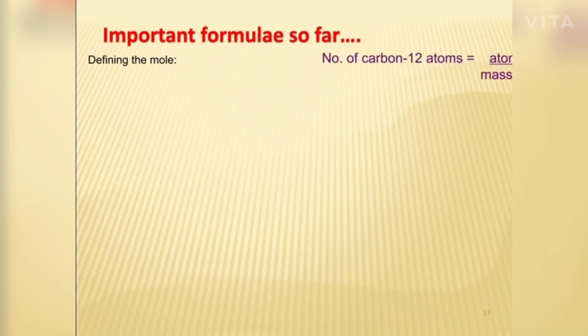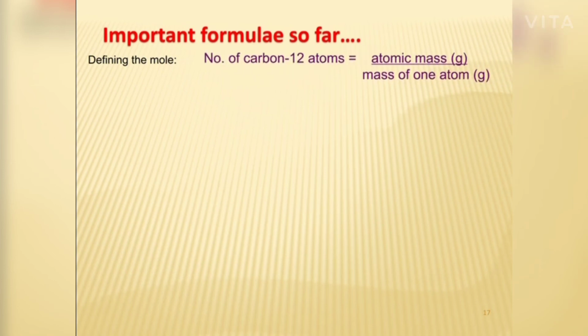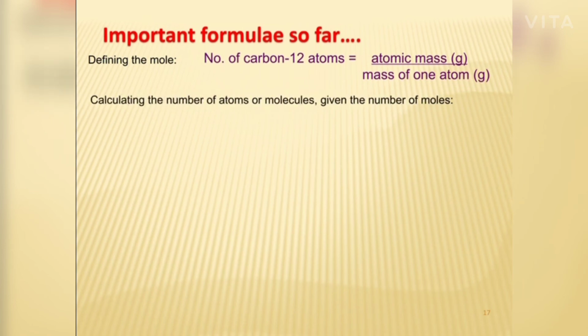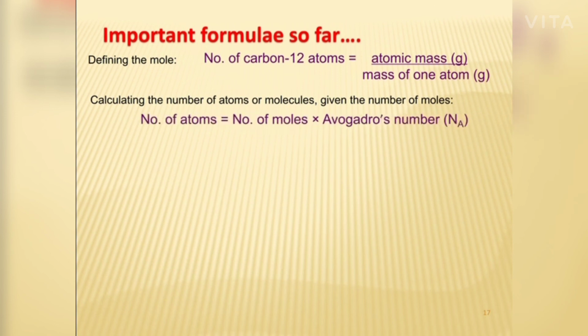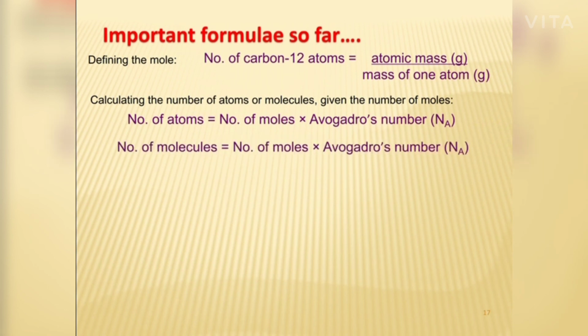Some important formulas used in this lesson are: number of carbon-12 atoms equals atomic mass divided by mass of one atom. Calculating the number of atoms or molecules given the number of moles: number of atoms equals number of moles into Avogadro number. Number of molecules equals number of moles into Avogadro number.